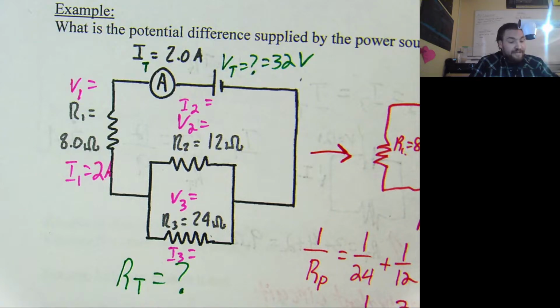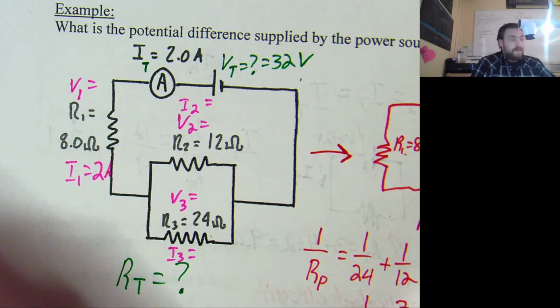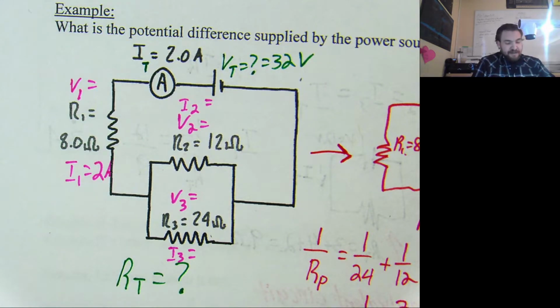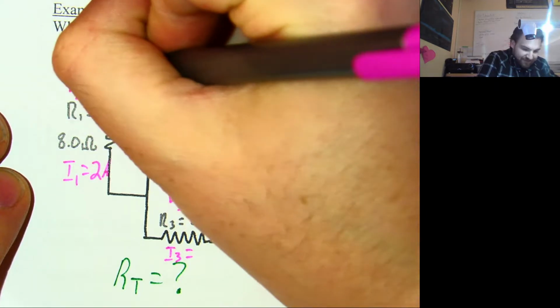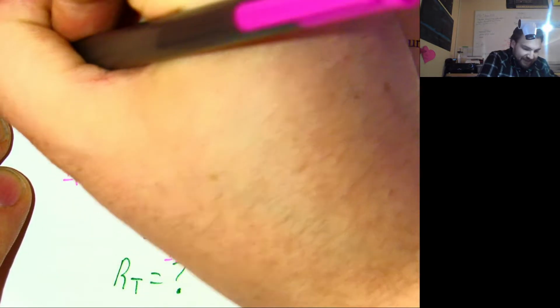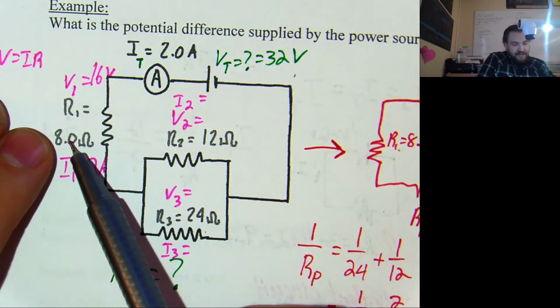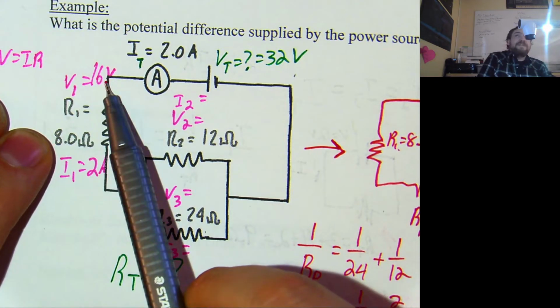Knowing that I1 is equal to 2, what does that allow us to find? V1. V equals I times R. So what's V1? 16. Thank you very much. Because V equals I times R. I know R is 8. I know I is 2. So V must be 16.